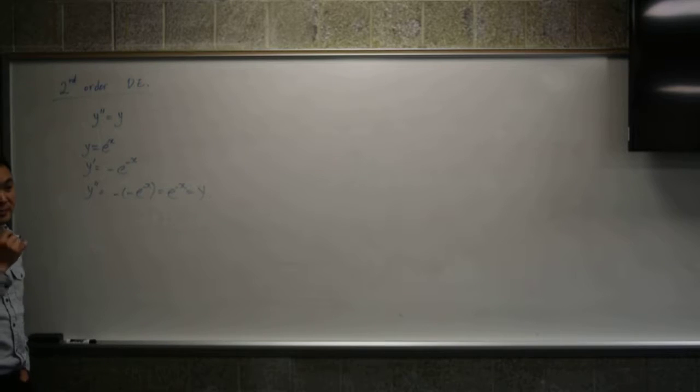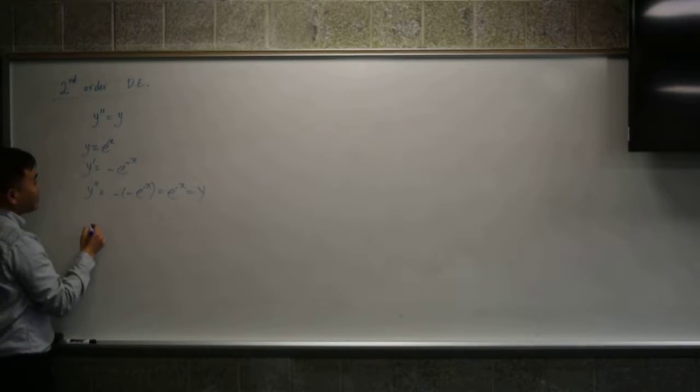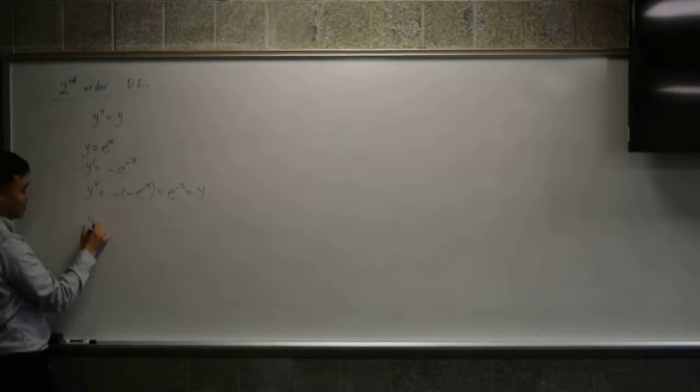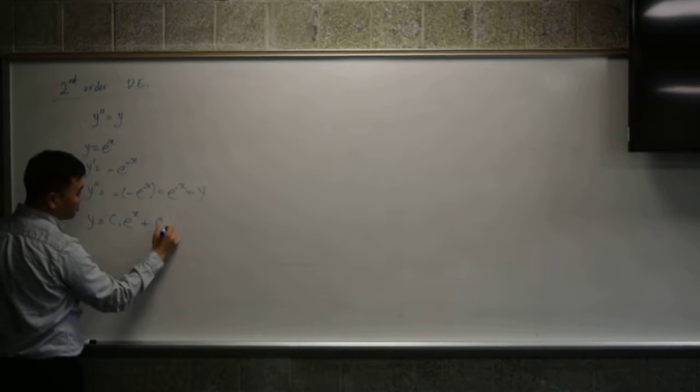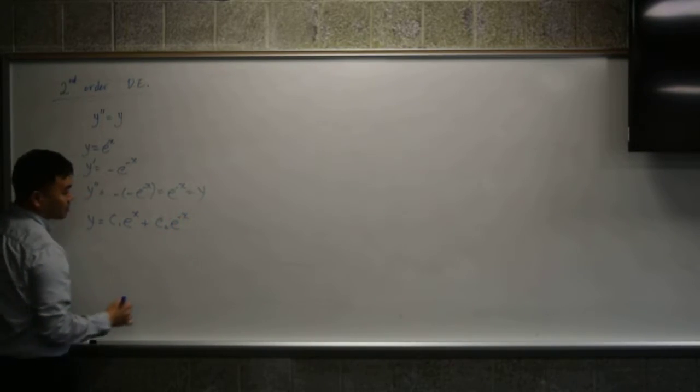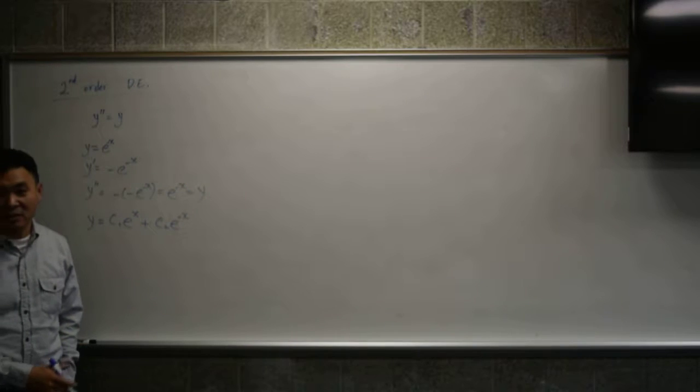Okay? And now you can say in general, the solution is y equals c1 times e to the x plus c2 times e to the negative x. That's our plan, okay?